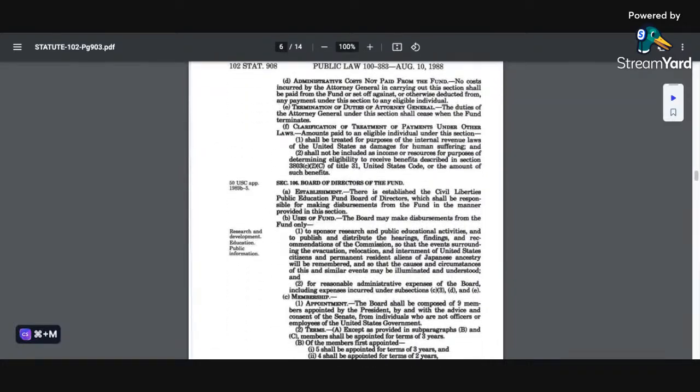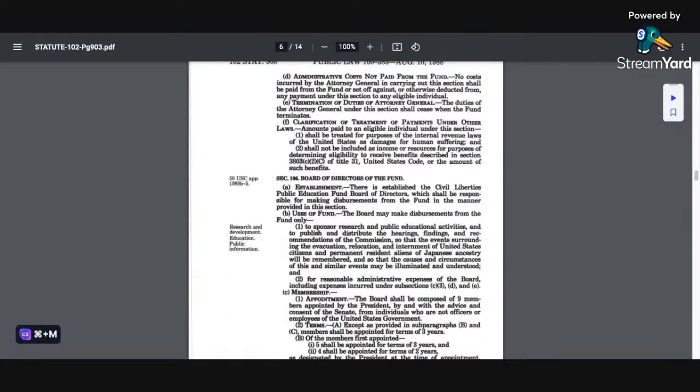D. The administrative costs not paid from the fund. No cost incurred by the Attorney General in carrying out this section shall be paid from the fund or set off against, or otherwise deducted from any payment under this section to any eligible individual. Meaning the process for finding eligible individuals should not take away from the amount appropriated for the fund. E. Termination of duties of the Attorney General. The duties of the Attorney General under this section shall cease when the fund terminates.